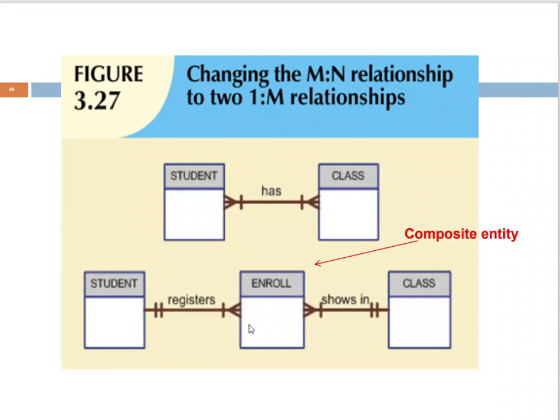But because of the problem of redundancy, kalau kita keep in this many-to-many relationship, kita pecahkan kepada 2 one-to-many relationship. Maksudnya, satu student can register or can enroll in, can have one or many enrollment. And then, one class can have one or many enrollment. Okay, so dia akan jadi macam ni. Kita letak composite entity ataupun bridge di tengah.